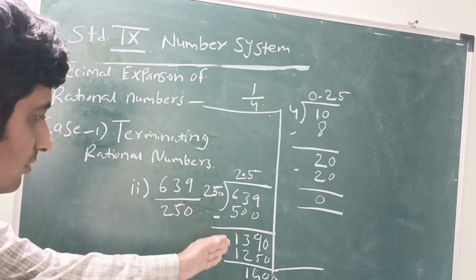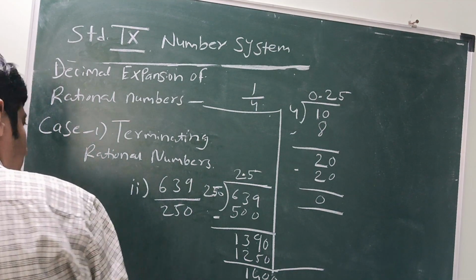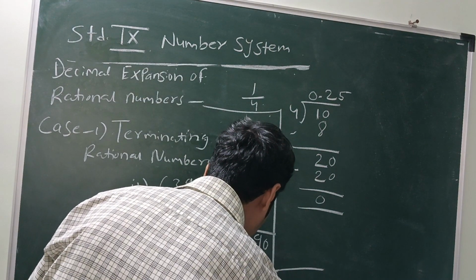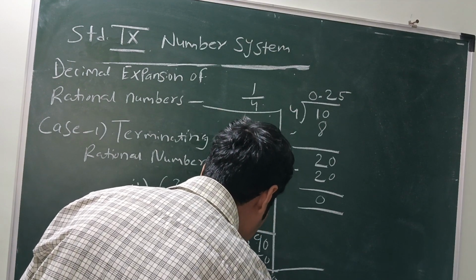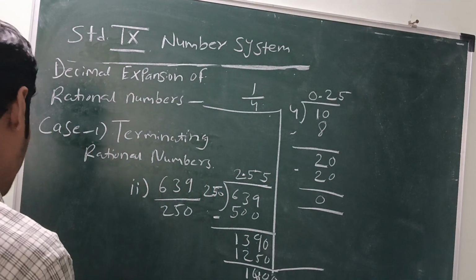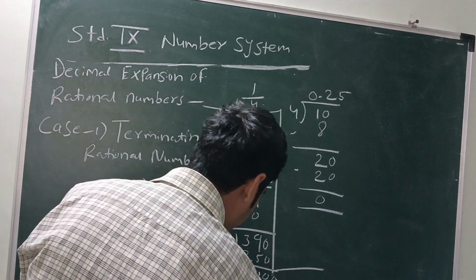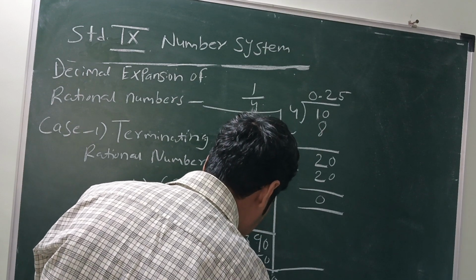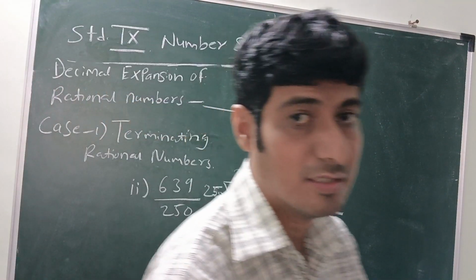So in the table of 250, which is lesser number than 1400, again we have to do the same. 250 5s are 1250. 1400 minus 1250 is 150. Again add here 0. In the table of 250, 1500 comes. So 6 times is 1500, and the remainder is 0. So again this is a terminating type of rational numbers.